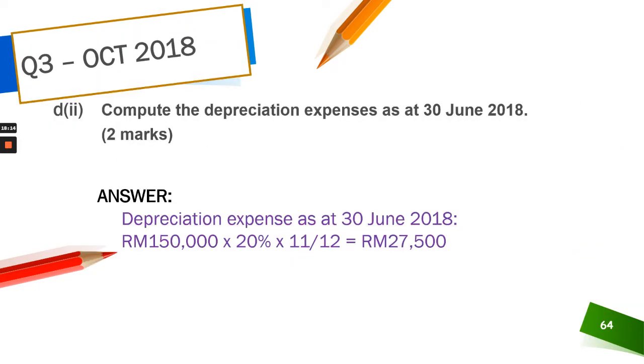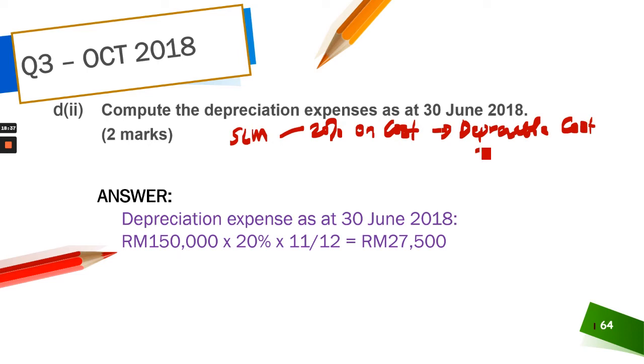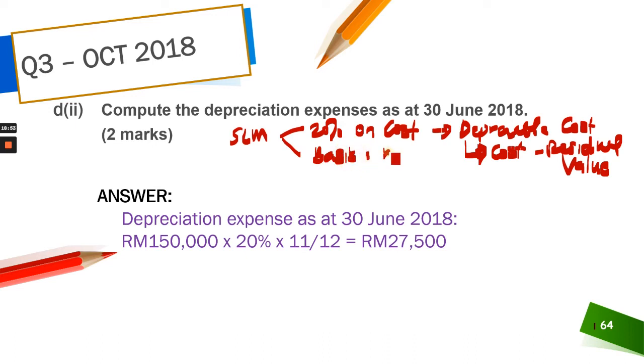And remember, the asset has an initial cost of 150,000. It is using the straight line method. That straight line method has 20% on cost. On cost here, it is based on depreciable cost. Depreciable cost or depreciable amount is cost minus residual or scrap value or salvage value. Okay, and then you are informed that the basis is monthly.